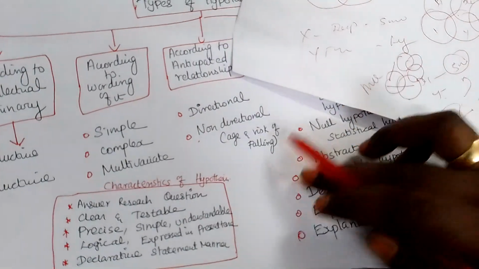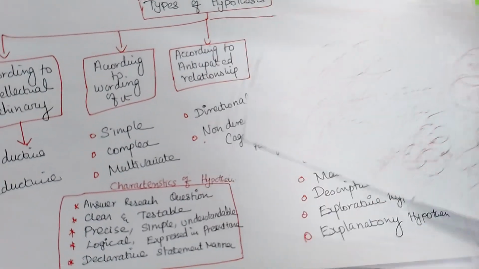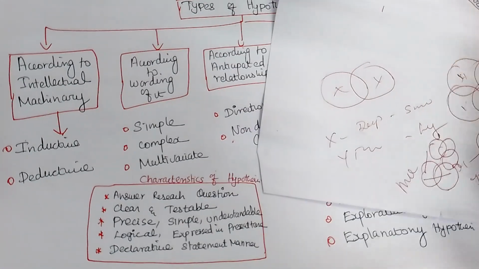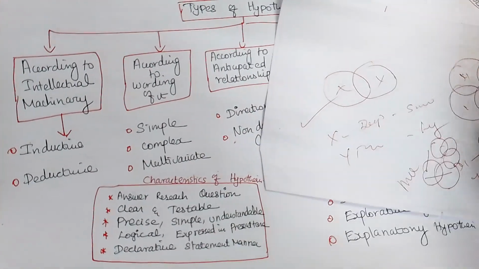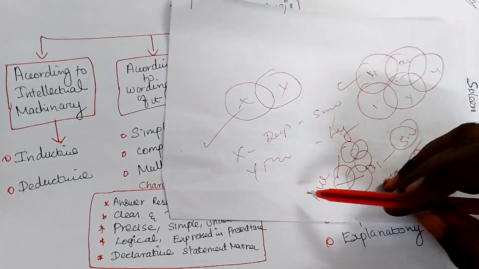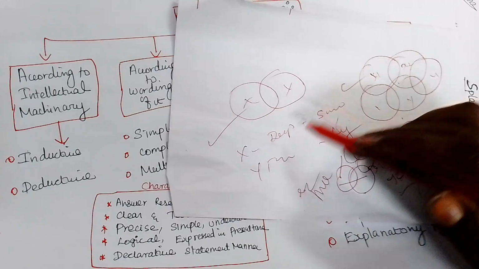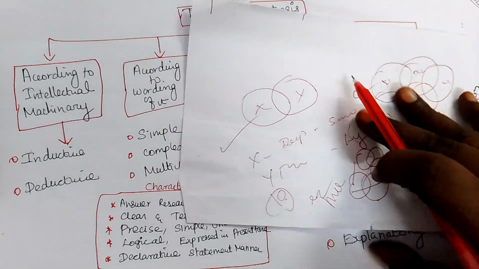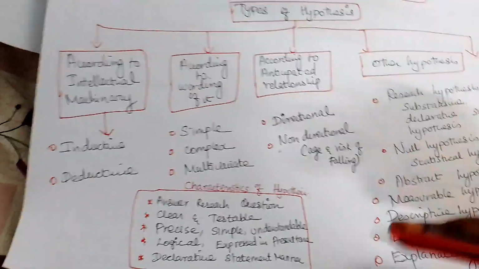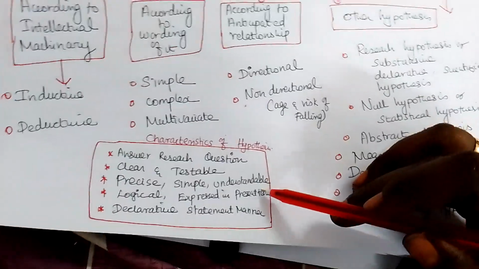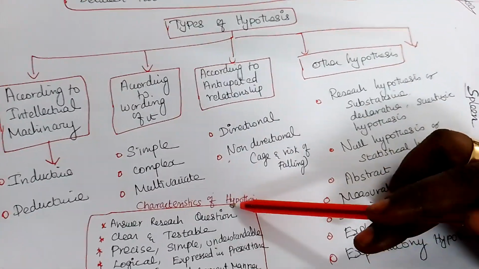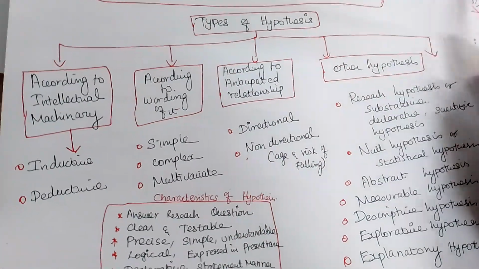If they ask a 10-mark question, you write simple with one example, multivariate, and complex with an example, and you explain it, you will get 10 marks. If not, you just write the definition and the characteristics. This may be the definition, this is the types and characteristics. Surely you will get 5 out of 5. Thank you.